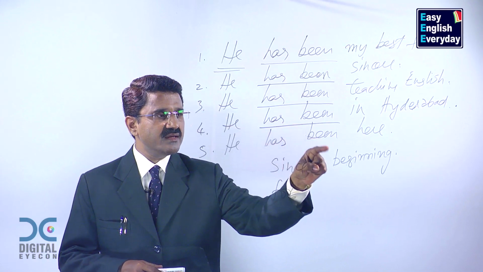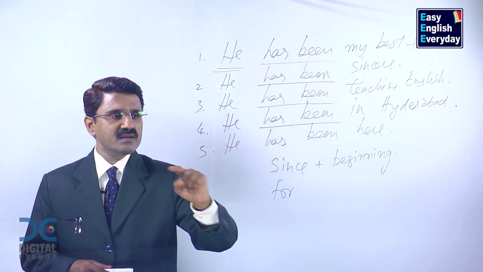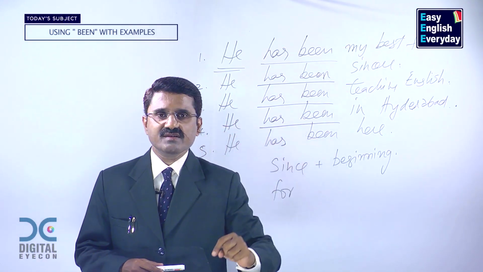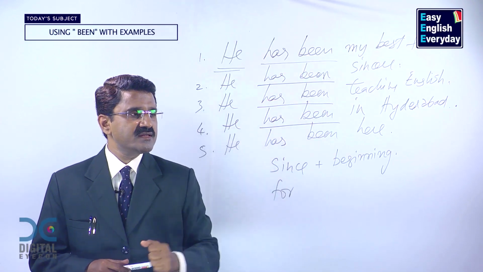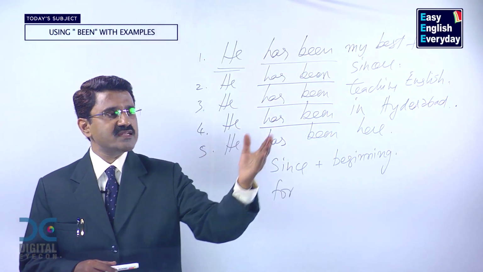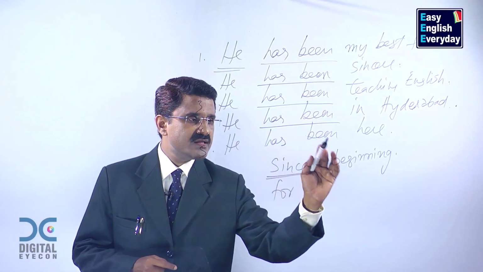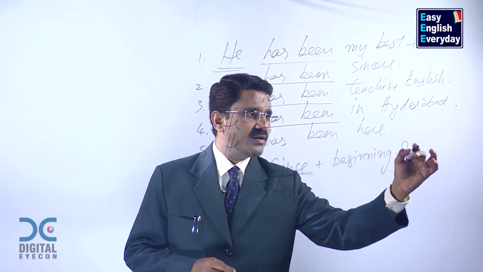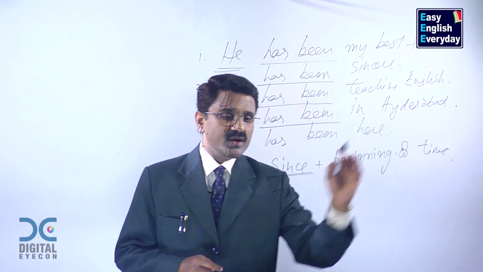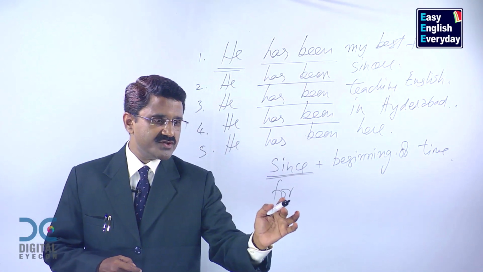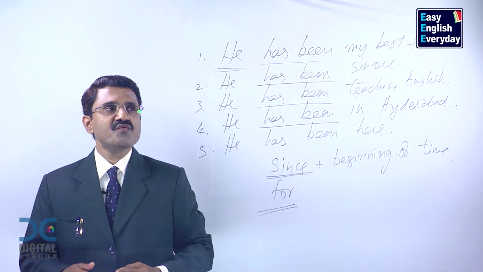He has been here since 7 o'clock. He has been here since yesterday. He has been here since 4 p.m. He has been here since 9 o'clock. All these examples indicate beginning, only the beginning of time. Now, if you want to indicate duration, then you have to use for.